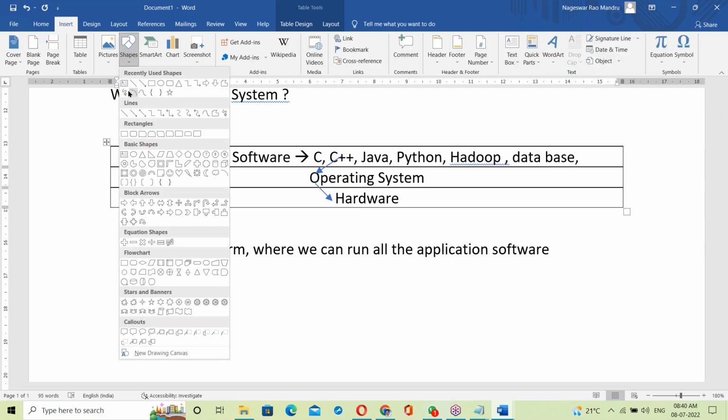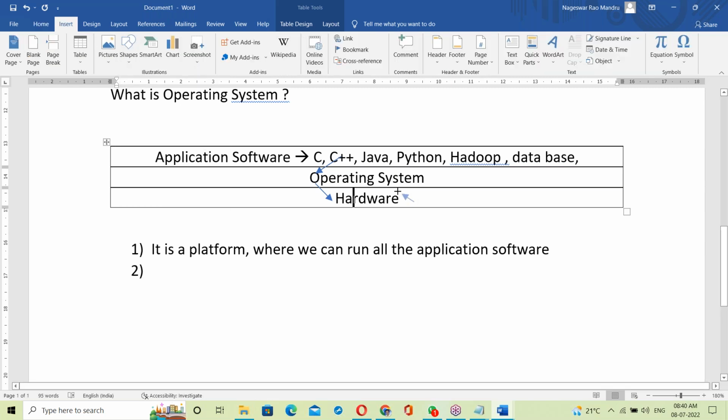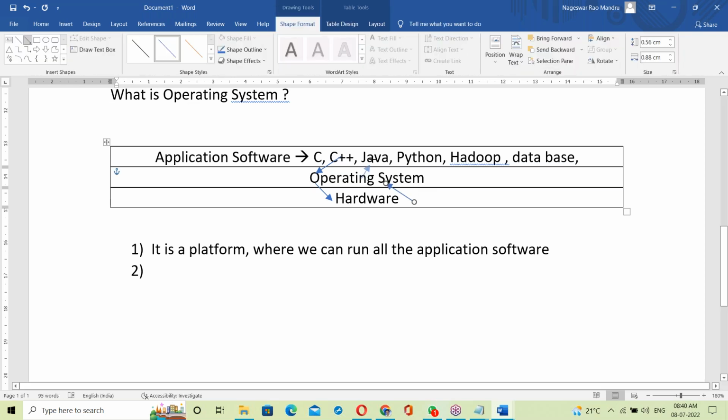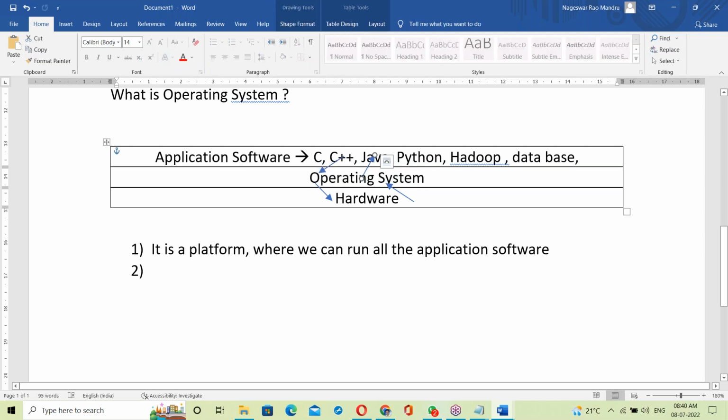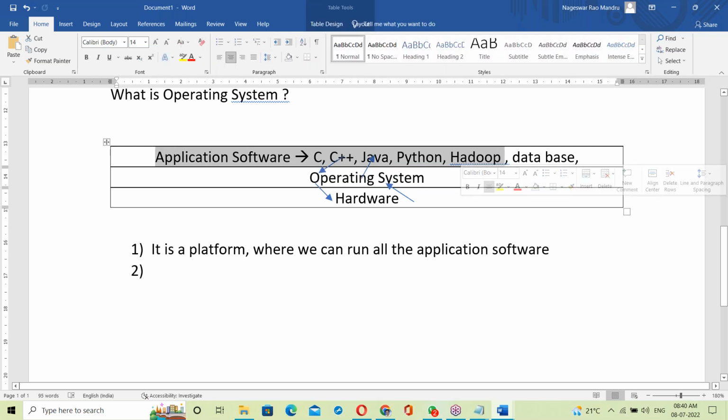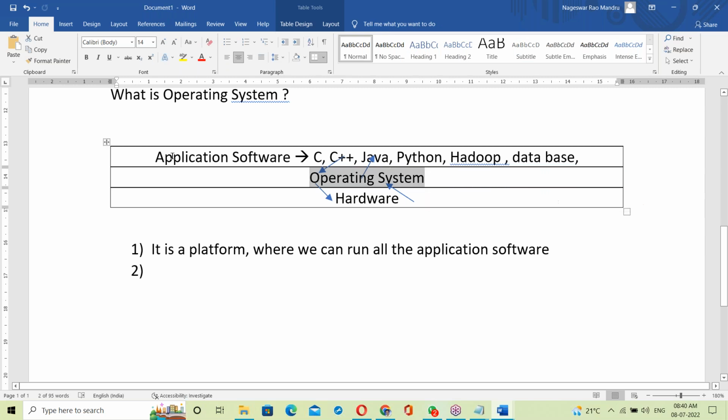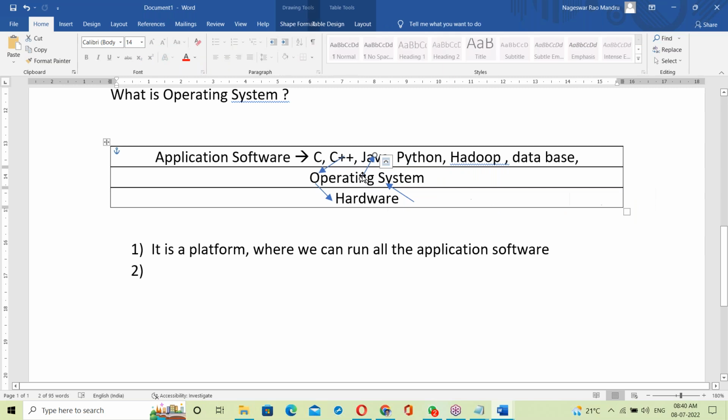Suppose we are reading from the keyboard. The keyboard data simply goes to the OS, and then from the OS to these programs. The output of all programs is first delivered to the OS and then transferred to the output device. Keyboard data is first transferred to the OS and then to these programs. So between application software and hardware there is an OS, like a mediator.